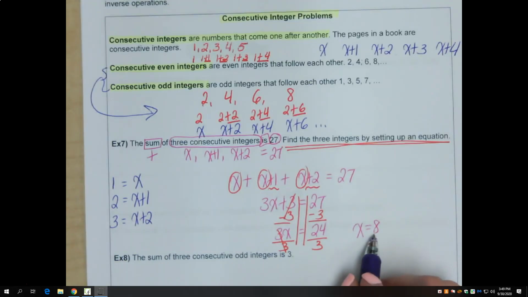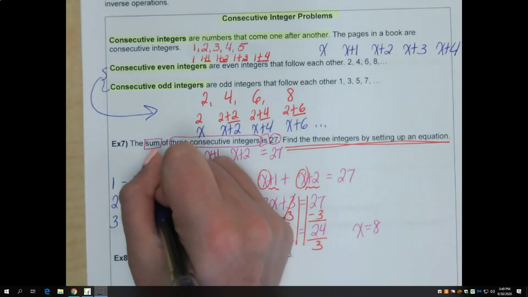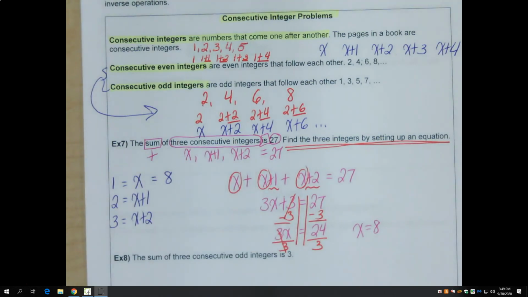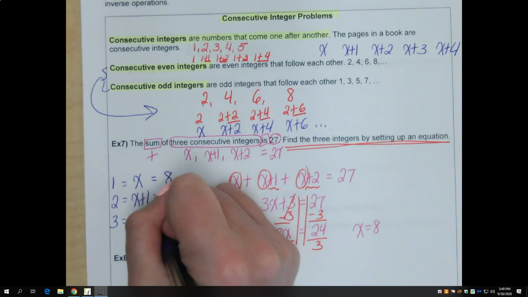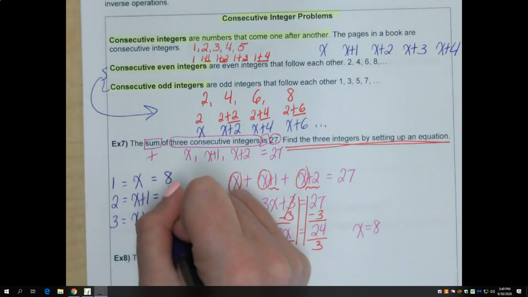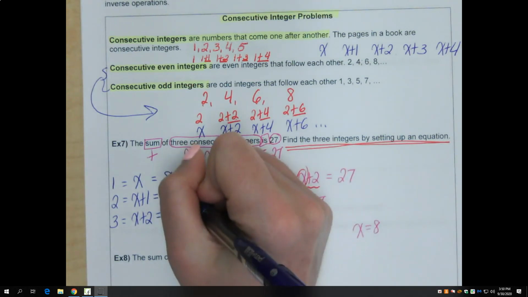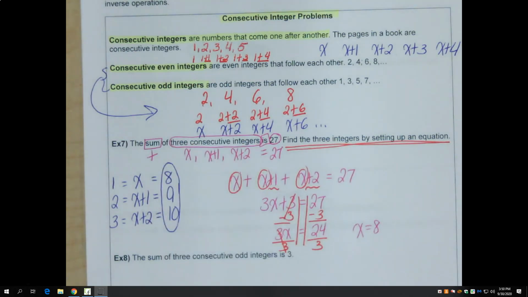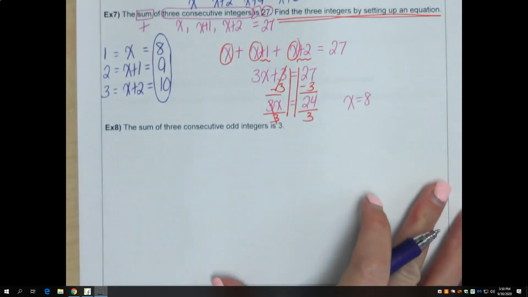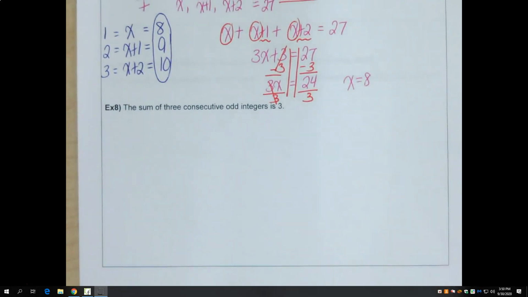If x is the variable 8, that means my first number was 8. Next, 8 plus 1 is 9. 8 plus 2 is 10. So find the three integers. These were my three integers, 8, 9, and 10. And then number 8, last but not least, now we want to find three consecutive odd integers.